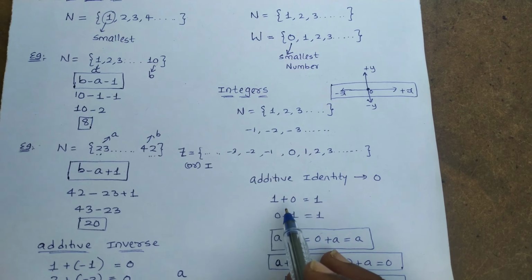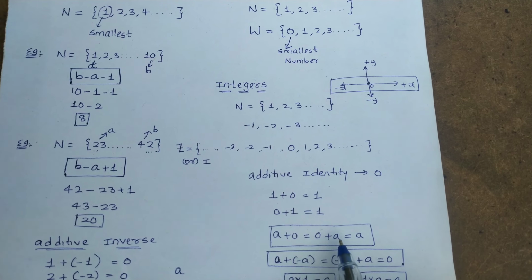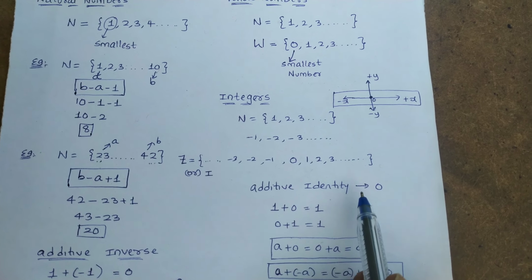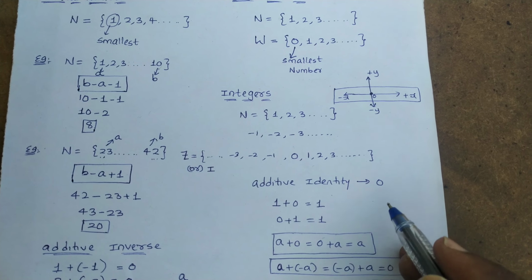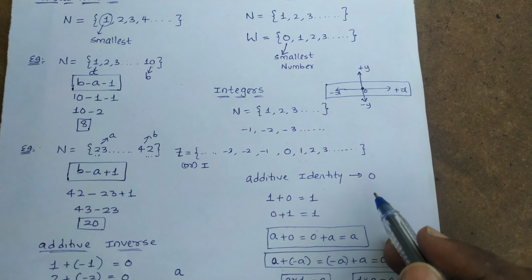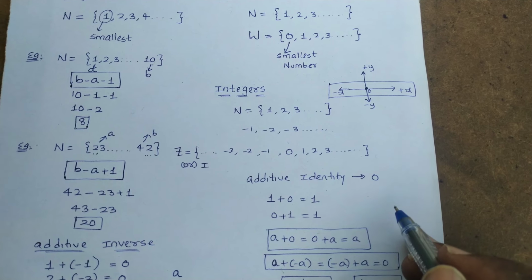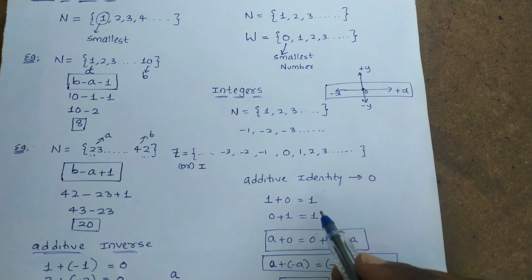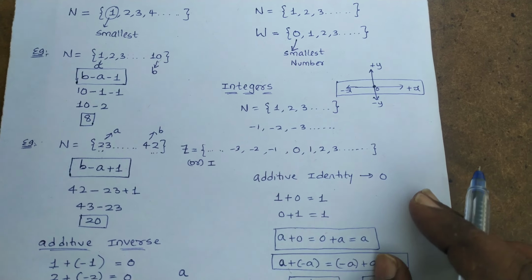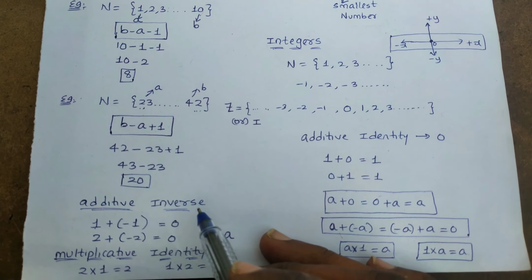Clear? So in general we can write a plus 0 is equal to 0 plus a is equal to a. This is the additive identity property. That means if you are adding 0 to any integer, it always gives the same integer. And what is the additive identity here? It is 0. Clear?